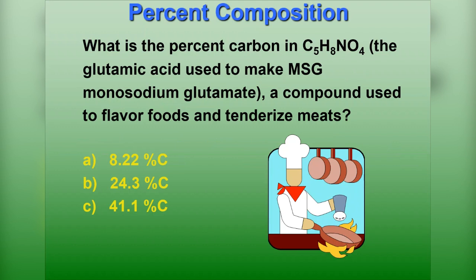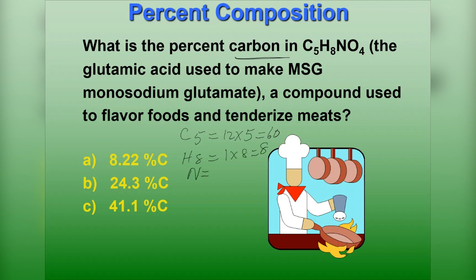What is the percent carbon in C5H8NO4, the glutamic acid used to make MSG, monosodium glutamate, a compound used to flavor foods and tenderize meat? Percent of carbon. How do we calculate? Let me show you. C5. Carbon mass is 12. 12 times 5 equals what? 60. Hydrogen 8. Hydrogen mass is 1, so it should be 8.